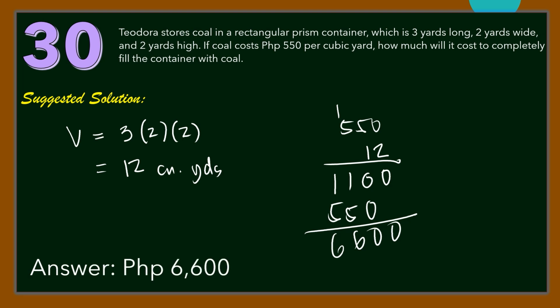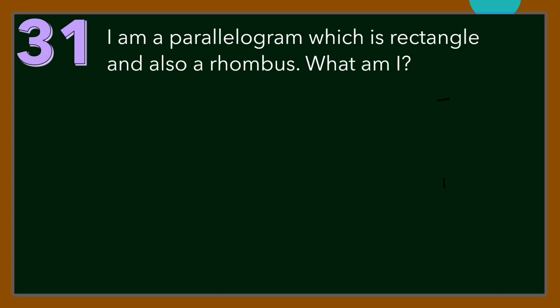Number 31. I am a parallelogram which is a rectangle and also a rhombus. What am I? We know that a parallelogram has opposite sides equal. And if it is a rectangle, then all angles must be right angles. A rhombus has all sides that are equal. Hence, the parallelogram that is a rectangle and a rhombus is called a square.